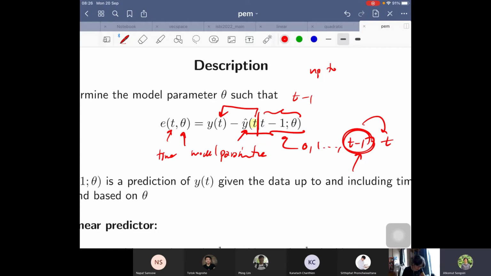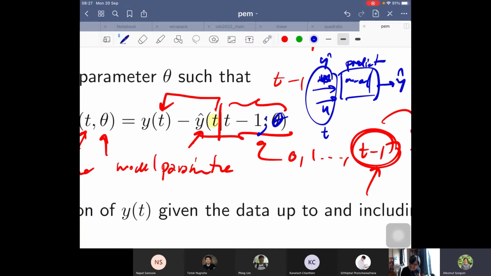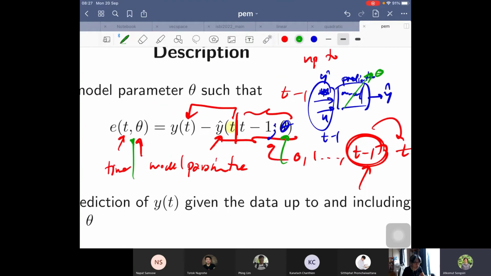This notation also has a semicolon and theta. That means your y hat is going to be an output of your model. This is your model, or you can call it the predictor. It's something that you construct, and it's going to be a mathematical model. The inputs of y hat are, of course, the measurements u and y, but only information up to time t minus 1. In this predictor form, there will be some parameters. That's why your y hat is a function of theta, and the error term, of course, is a function of theta.